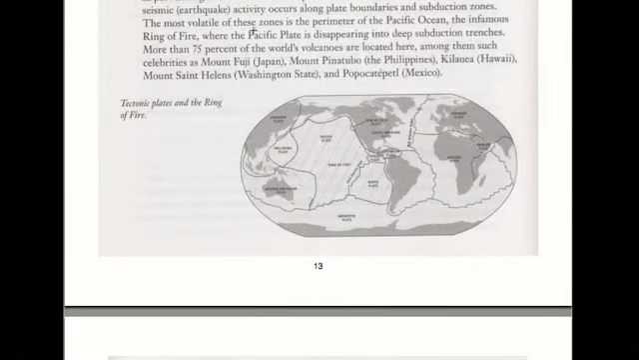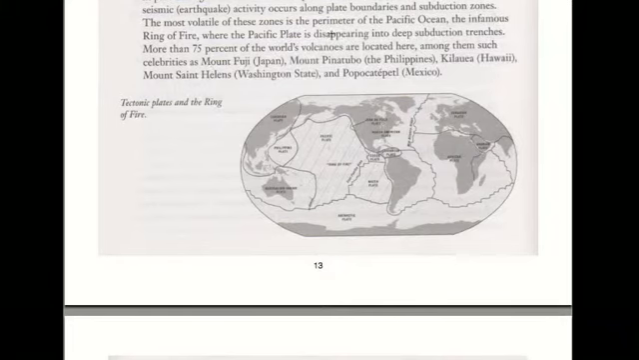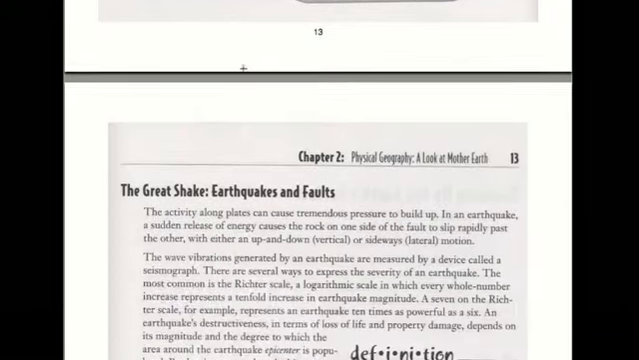The most volatile of these zones is the perimeter of the Pacific Ocean, the infamous Ring of Fire, where the Pacific Plate is disappearing into deep subduction trenches. More than 75% of the world's volcanoes are located here. Among them, such celebrities as Mount Fuji, Mount Pinatubo, Kilauea, and Mount St. Helens.